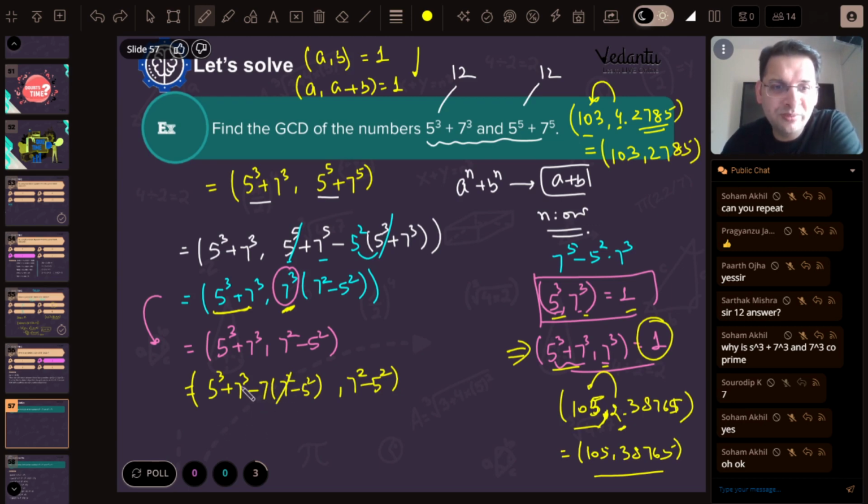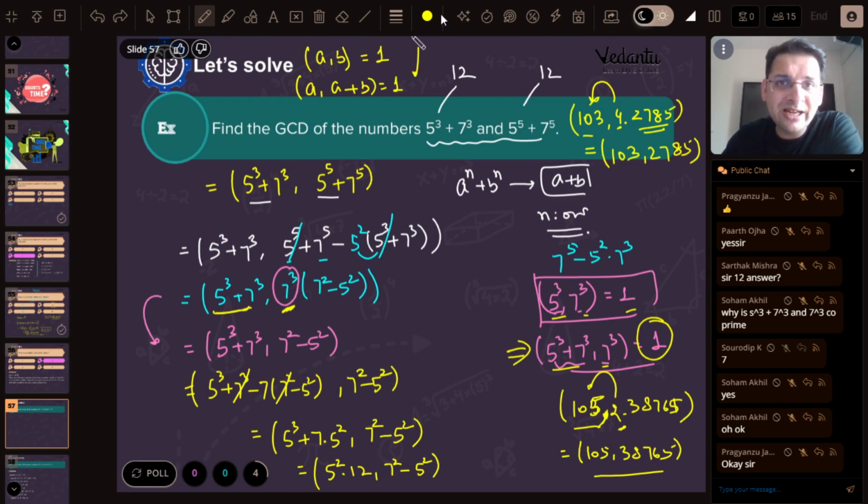So 7 cube gets cancelled out. So we have 5 cube plus 7 times 5 square. So basically we are lowering down the numbers, and similarly we keep on doing this. For example, 5 square into 12. This is 5 square into 12, and 7 square minus 5 square.